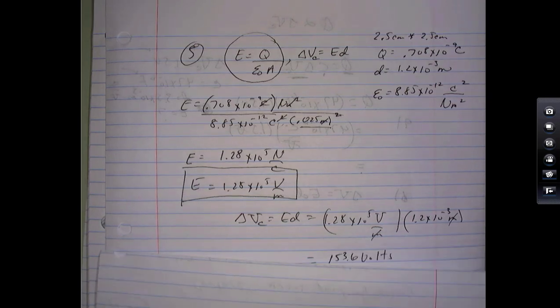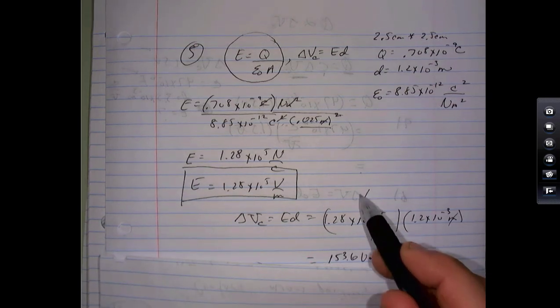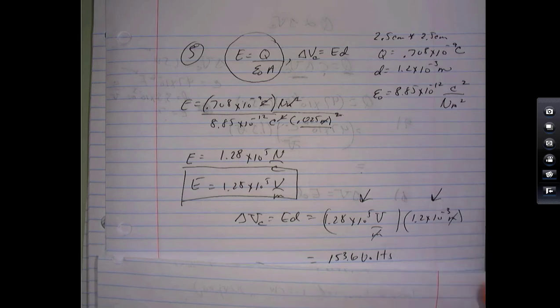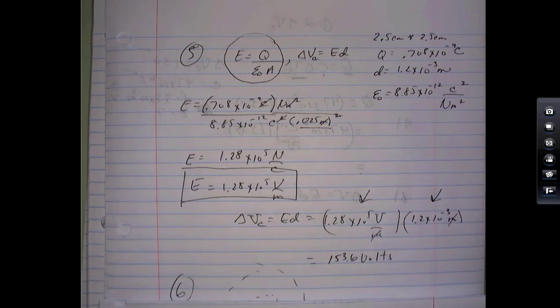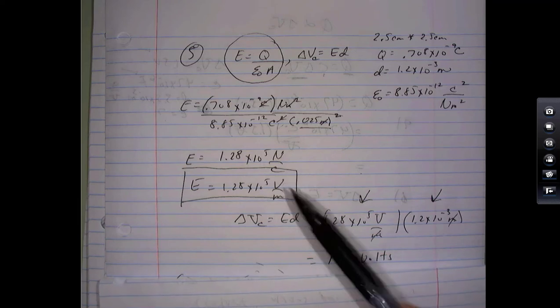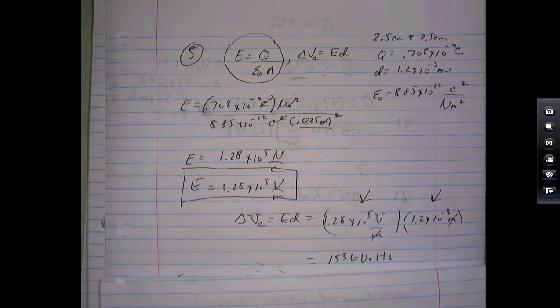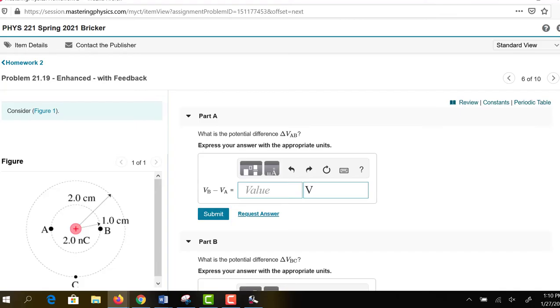And then the voltage across the capacitor is E times D. So we got this from the first part. The separation 1.2 millimeters, or 1.2 times 10 to the minus third meters. And then you see the meters cancel out, and we're left with volts. That's one reason I wrote it as volts per meter, so you could see how the units work out. Okay, good. So voltage across the capacitor. Let's take a look at the next one.